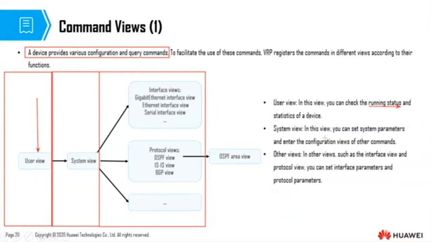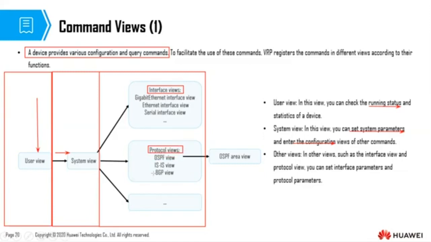Now, if you want to do any configuration, if you want to configure your device, you have to move from user view to system view. We will be talking about this a lot. Move to system view, then enter the command. Now, when you're in the system view, you can, for example, configure your interface. So that is called an interface view. Or you can configure a protocol. So that is called a protocol view.